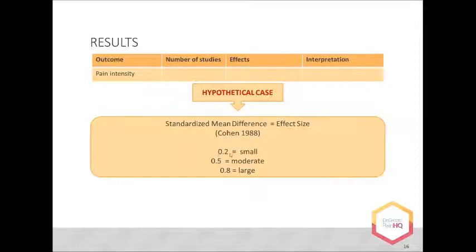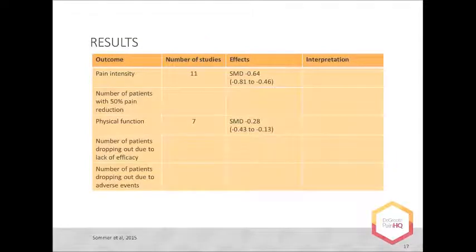And Cohen said, if an effect size is 0.2, it's a very small, almost no difference between the two groups. If the effect size is 0.5, well, yeah, you can say it's a moderate difference. Now, if the effect size is 0.8 or larger than 0.8, we're talking about a large effect size. So now I'll show you what this meta-analysis found for opioids and neuropathic pain.